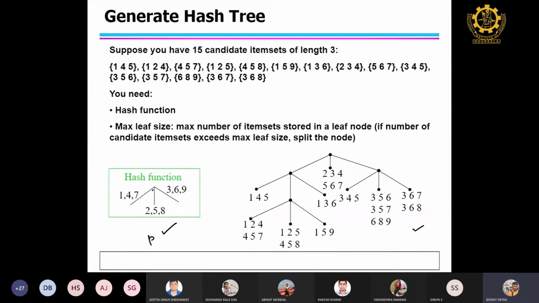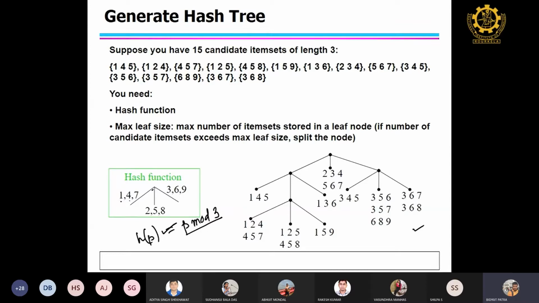So hash function, let's say h(p) is nothing but p mod 3. What is that? P is nothing but the value of the item. Therefore, any item set starting with 1 should go on the left side, any item set starting with 2 will go in the middle, and any item set starting with 3 will go on the right side. That is p mod 3. So 147 will go on the left side, 258 will go in the middle, and 369 will go on the right.